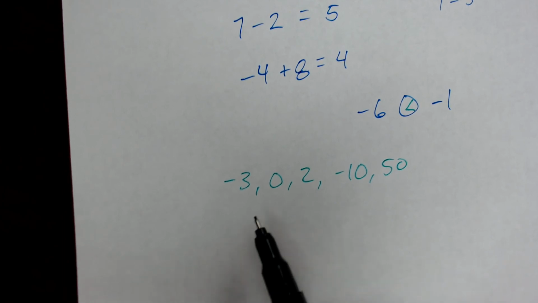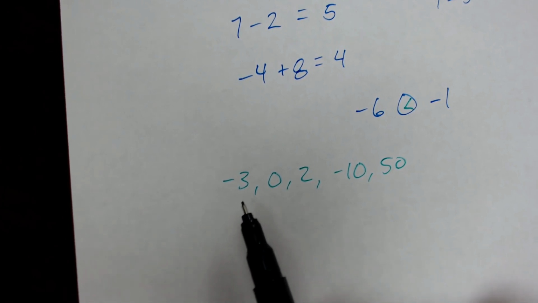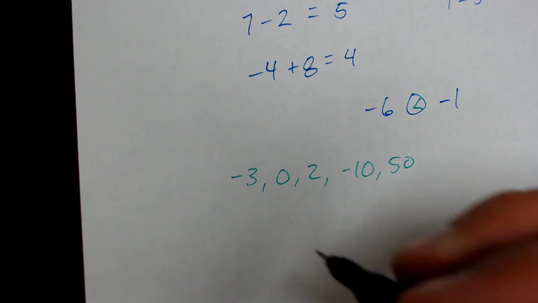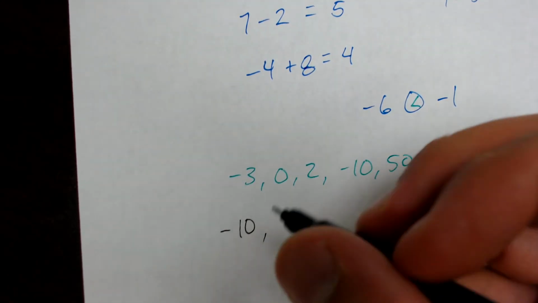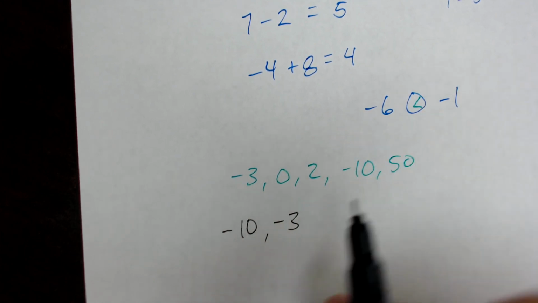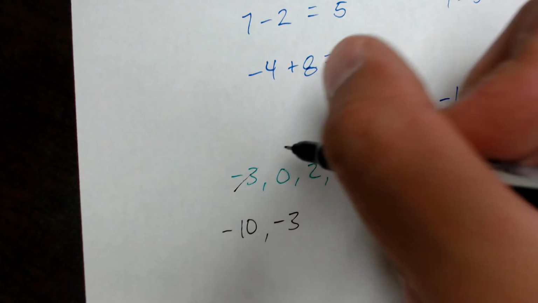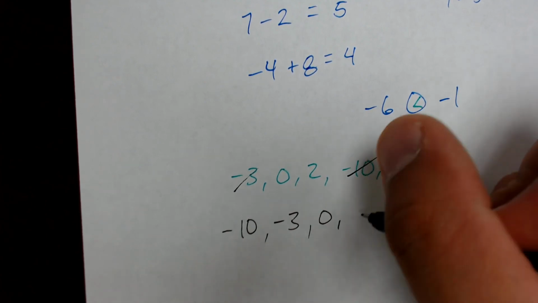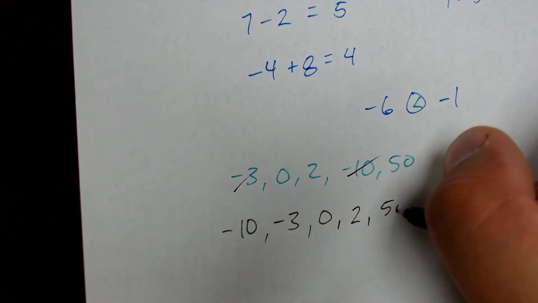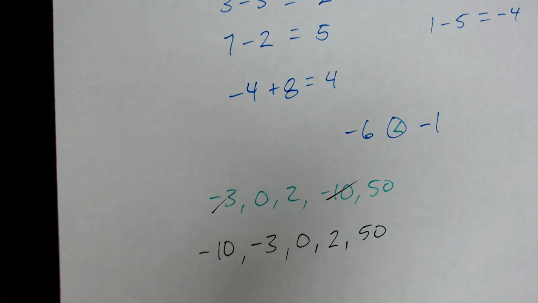So if we want the smallest number, we have to find the biggest negative, right? The biggest negative would be 10. So I'd start off with -10. The next negative would be -3. After that, I have no more negatives, right? So we'll go ahead and cross those out. So the next small number would be 0. And then after that, it's really simple. 2 is smaller than 50. All right, so that's how you order negative numbers.